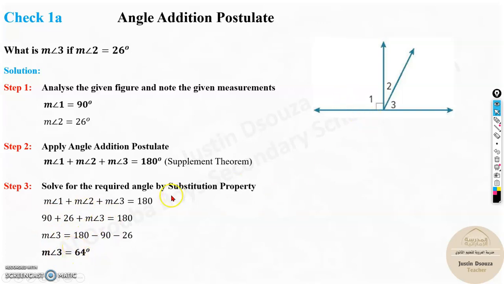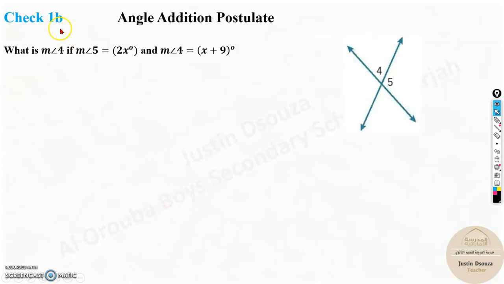Very simple, very straightforward. We'll quickly see this as well. The second check problem. Over here, again, it's the same thing. You can see in the figure, it's a straight line. So the sum of this must be supplementary, that is 180 degrees. But this is a little bit unique because they have given this measure of angle 4 in terms of, measure of angle 4.